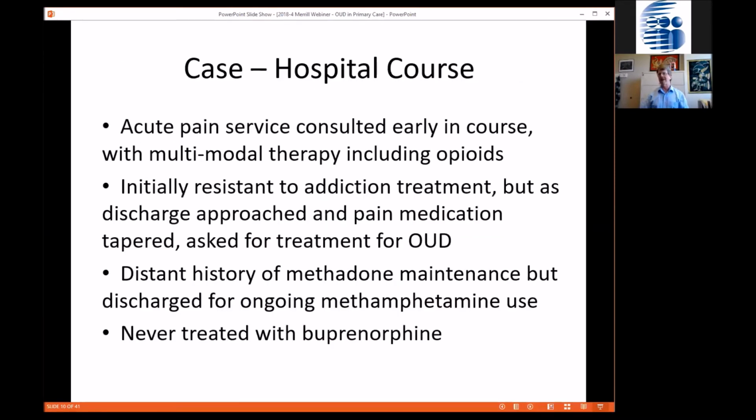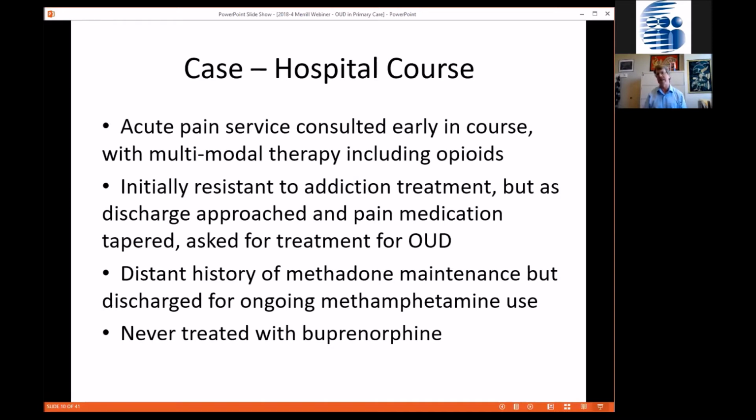So going back to our case, the acute pain service at Harborview was consulted early because of the need for high doses of opioids, and they used their multimodal therapy, including opioids. The patient, after he got out of the ICU, was initially pretty resistant to addiction treatment, but really as discharge approached, the pain medicine started to get tapered, he decided he wanted to get treatment for his opioid use disorder.